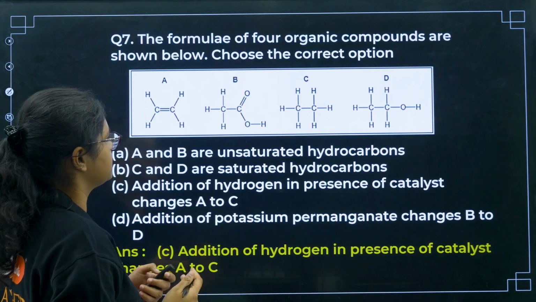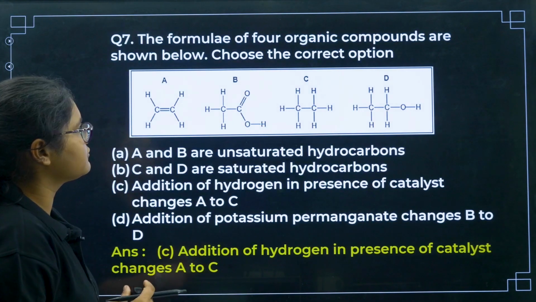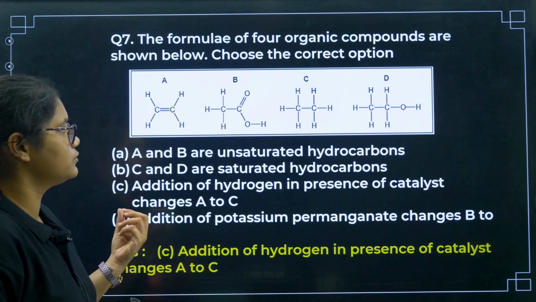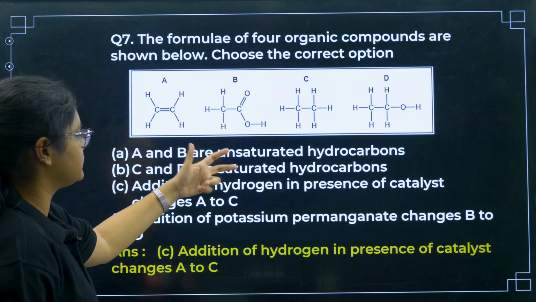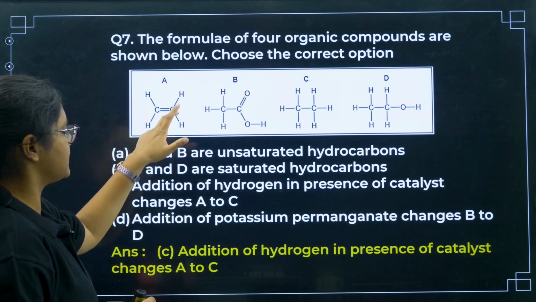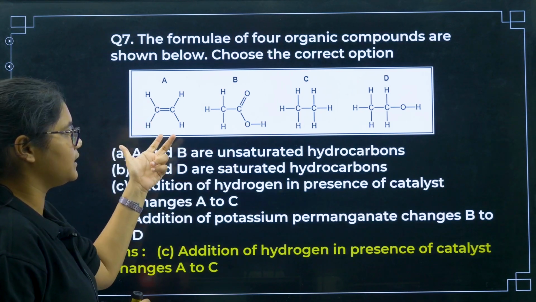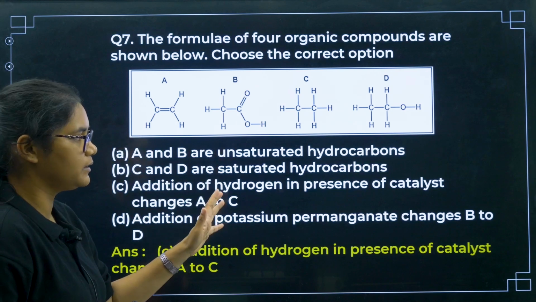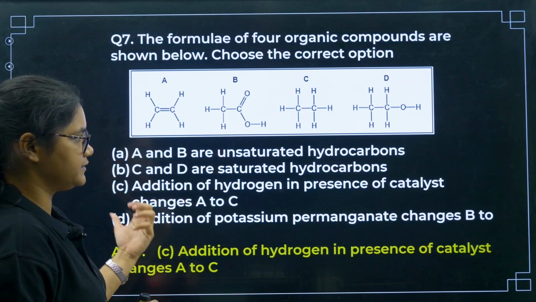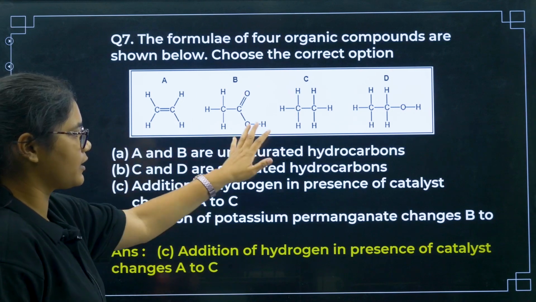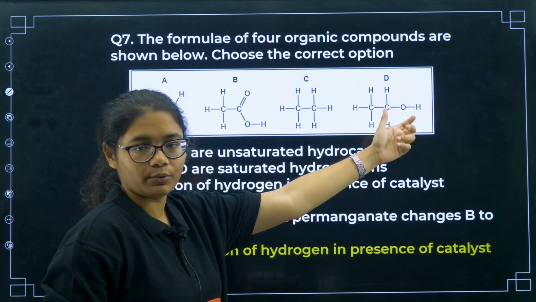Next you have question number 7. The formulas of the 4 organic compounds are shown below. Choose the correct option. So A and B are unsaturated hydrocarbons. You can see A is unsaturated because we have a carbon-carbon double bond, but in B there is no carbon-carbon double bond, right. C and D are saturated hydrocarbons. Yes, they are hydrocarbons, but in D you see there is also OH present.